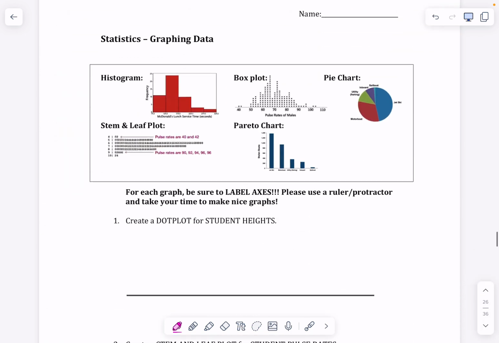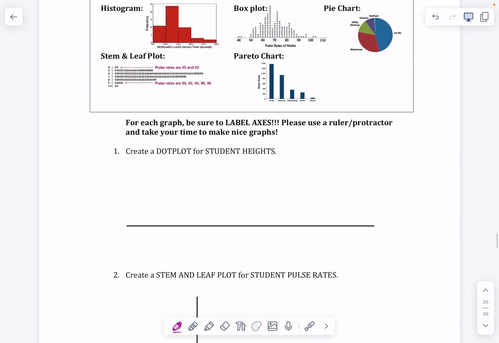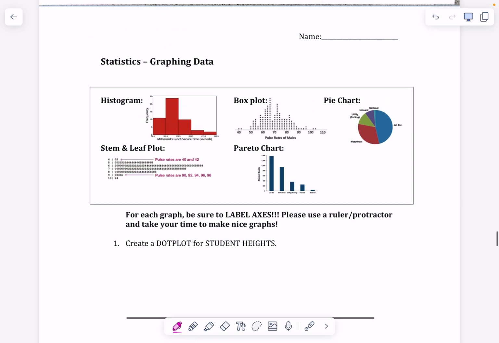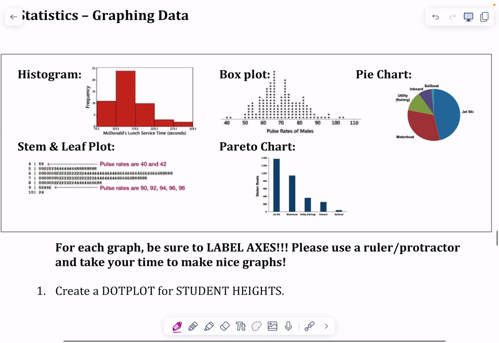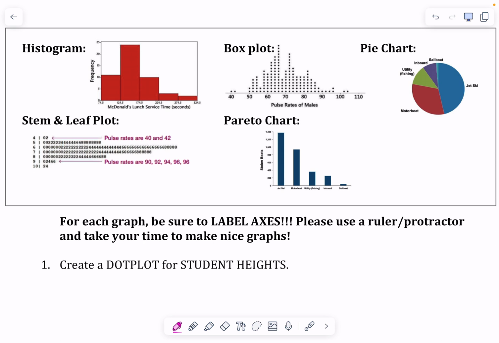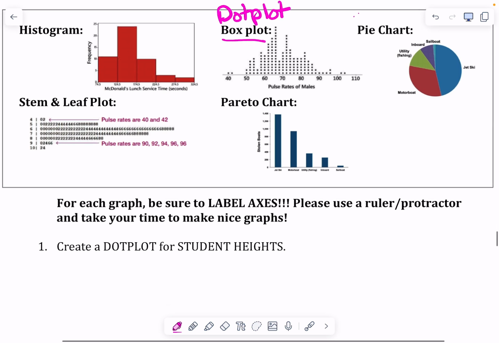So here's what we're going to do. I'm just going to give you a lot of time to work today, but here are your summaries of a bunch of different charts. The first thing it asks for is a dot plot or a box plot. I'm going to put on here a dot plot, because sometimes they will call them the same thing. And you are doing that for student heights.